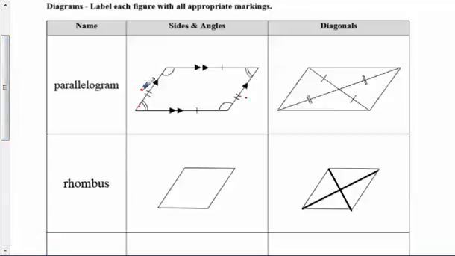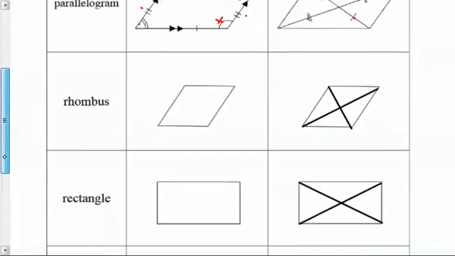congruent, and the diagonals will bisect each other, right? So those four properties, plus the additional that the consecutive interiors, so this is x and this is y, then x plus y will have to equal 180, right? And this will be x as well. So those four properties of parallelograms are true for our special parallelograms.